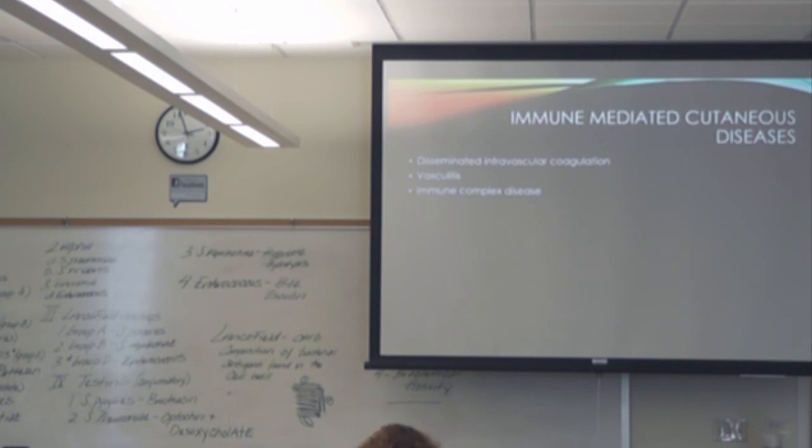Immune-mediated cutaneous diseases. You have DIC, okay? This is going to deregulate the blood coagulation system and usually lead to sepsis. Vasculitis usually happens in the lower extremities. And then immune complex disease, endocarditis, painful skin nodules. This can be located on the pads of the fingers and toes. So these are just examples of immune-mediated diseases.